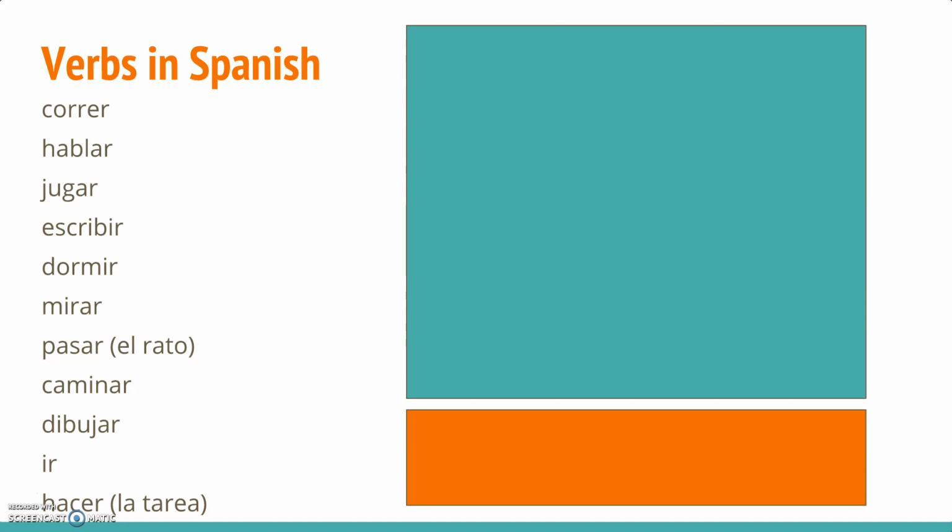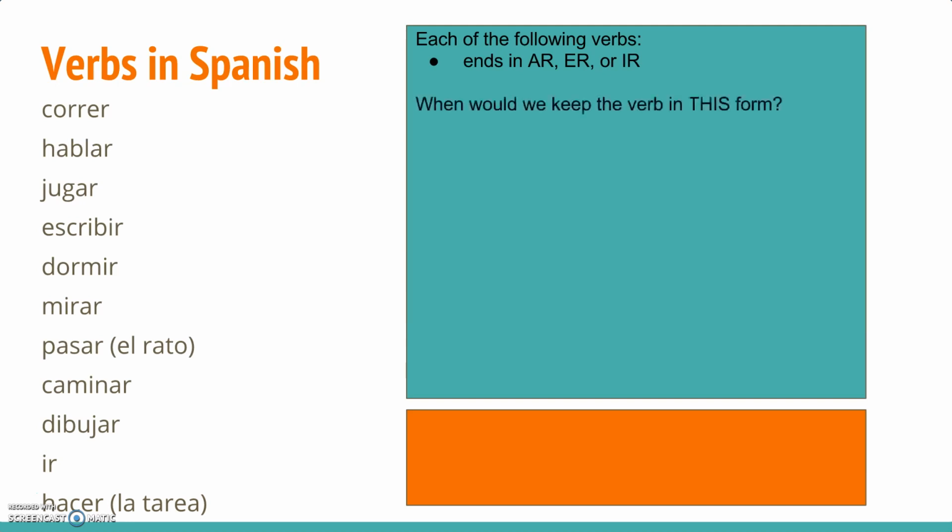This tutorial should help you to create past tense verbs when talking about yourself. Here is a list of verbs in Spanish. You should notice that each of the following verbs ends in AR, ER, or IR. While we would not use this form every time we're speaking Spanish or in every situation that we would need Spanish, there are uses where we would keep the verb exactly as you see it on the screen.